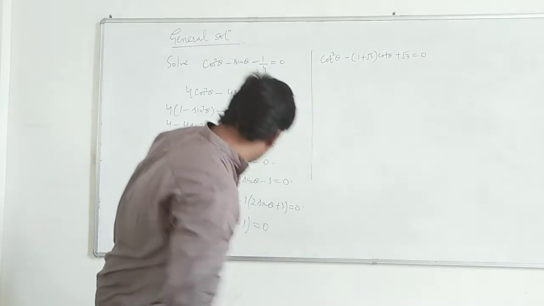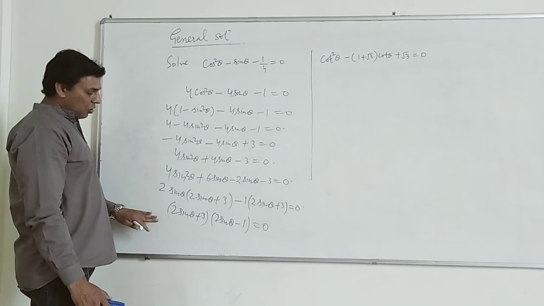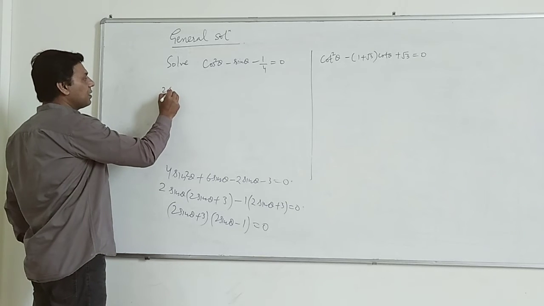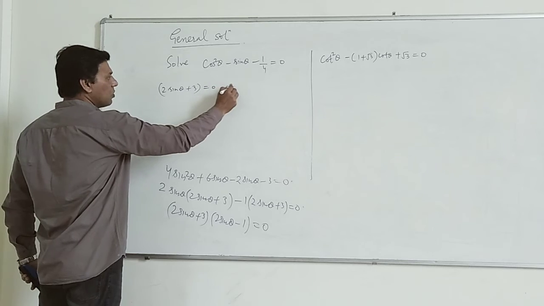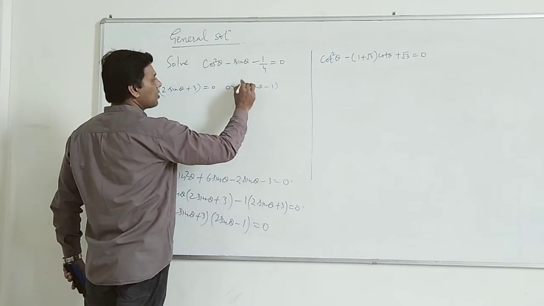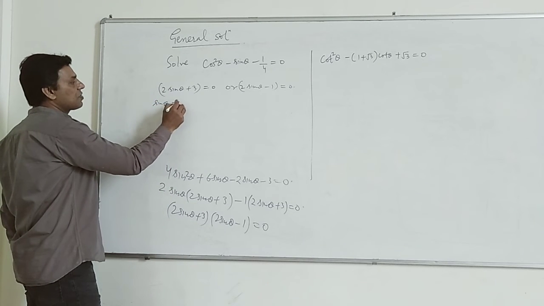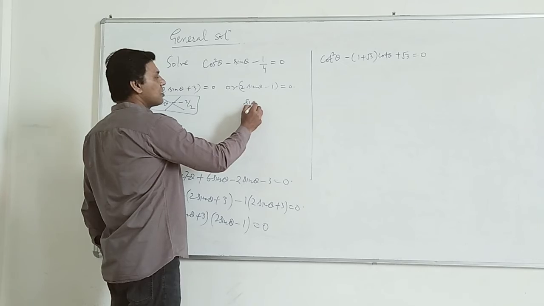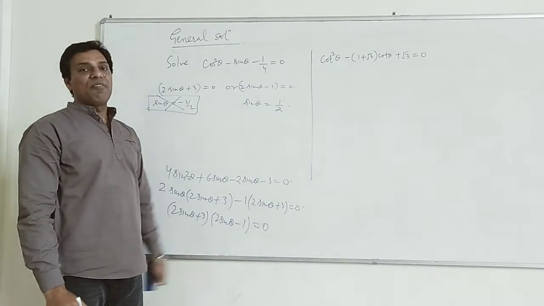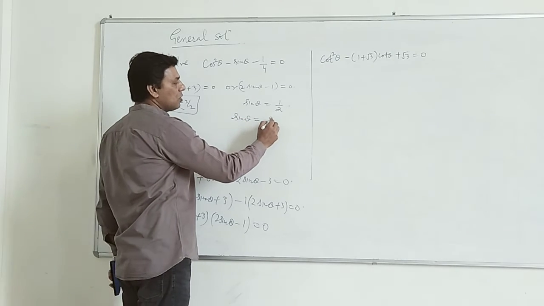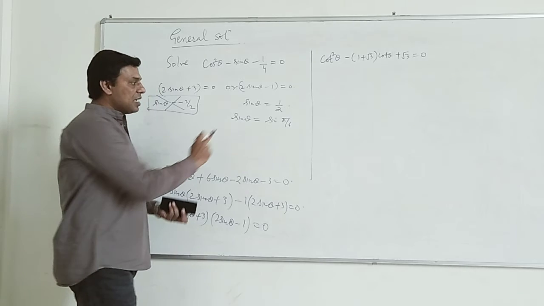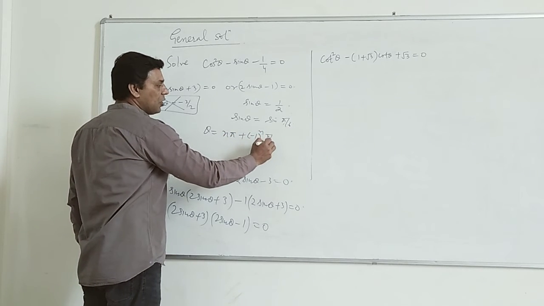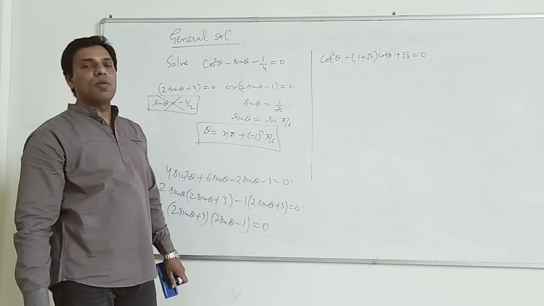Now we have to find the trigonometric equation. So I can take here the final expression: 2 sine theta plus 3 equal to 0 or 2 sine theta minus 1 equal to 0. So this will give sine theta is equal to minus 3 by 2, which is impossible because sine theta lies between minus 1 and 1. From here sine theta is equal to 1 by 2. And you know the first principal solution of this equation, sin theta is equal to sin pi by 6. Now remember the solution for sin theta equal to sin alpha. So the general solution will be n pi plus minus 1 to the power n times the value of alpha. So this is the general solution of this trigonometric equation.